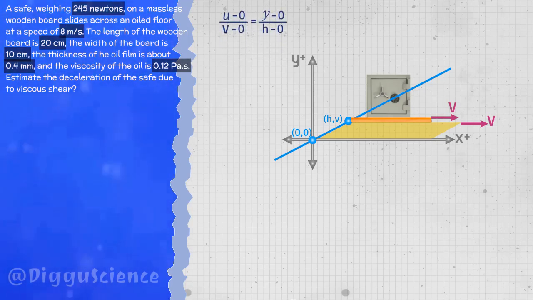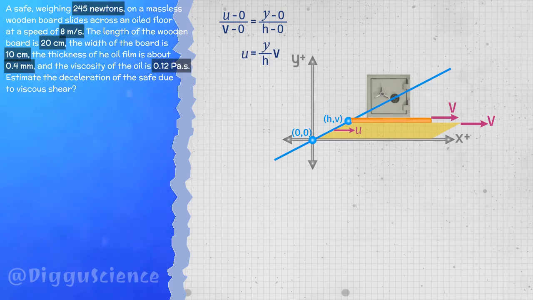u minus 0 over v minus 0 is the same as y minus 0 over h minus 0. We can simplify this equation. u is equal to v over h, y. Each layer of fluid will move at a velocity u to the right. The magnitude of the velocity changes linearly from the bottom layer to the top layer.